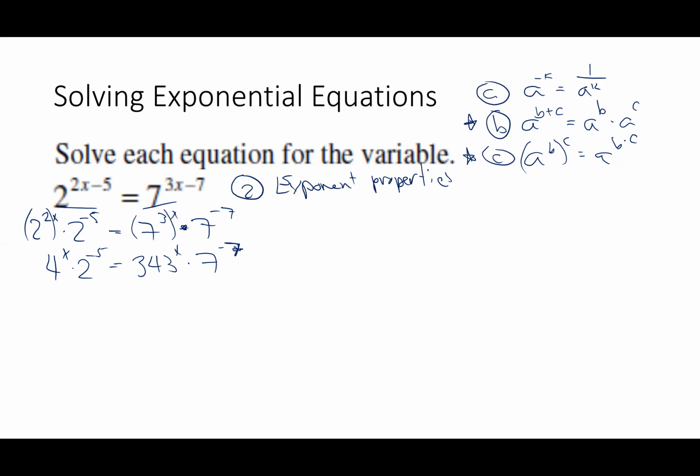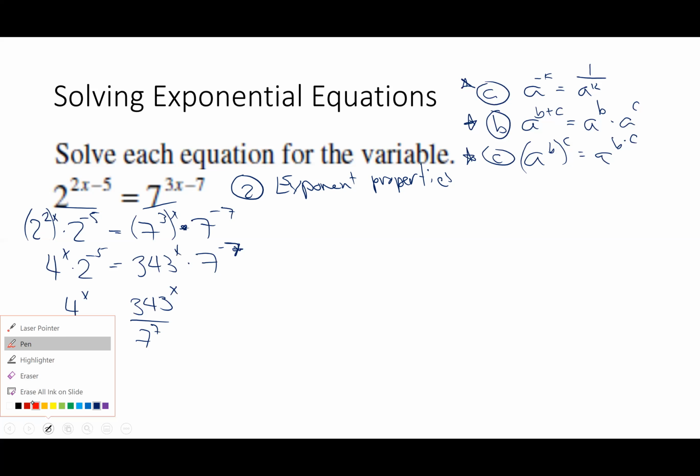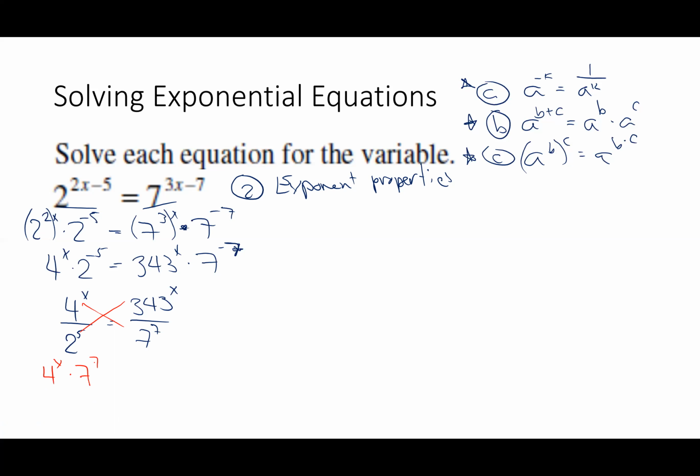All right, now I'm going to use my first property here, and I get 4 to the x over 2 to the 5th. And then I've got 343 to the x power over 7 to the 7th. Now, these are two proportions that equal each other. So what I'm going to do is use cross multiplication. And I end up with 4 raised to the x times 7 to the 7th power is equal to 343 to the x times 2 to the 5th power.